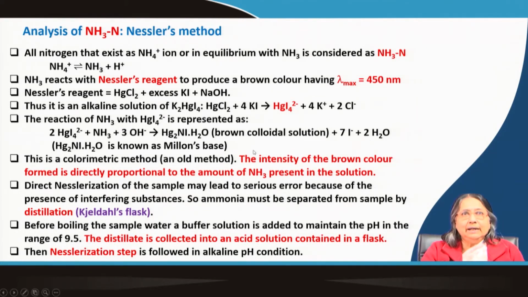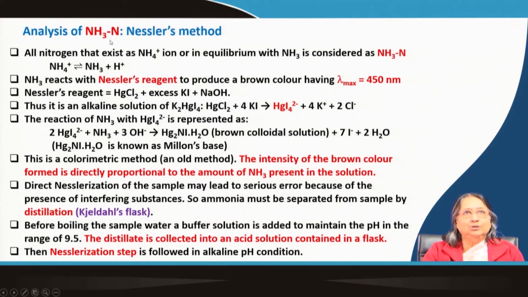Why? Because in the sample there may be other things also, and that may lead to serious error because of the presence of interfering substances. So, the direct method is not possible. So, ammonia must be separated from the sample by distillation. This is very important, and here comes this one. Say, for example, ammonia nitrogen.